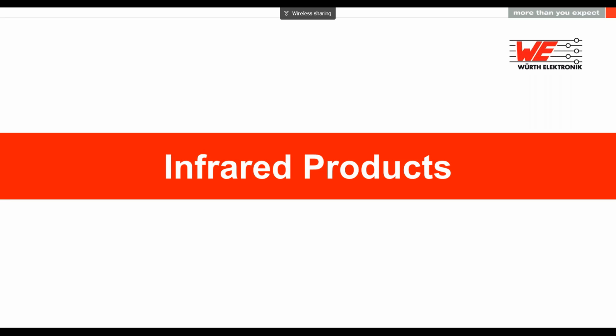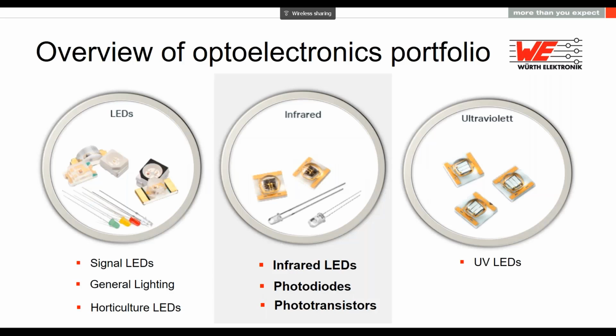Now, I hope that you have a nice overview of our products and why, as electronic products, we stand for quality. Now, I would like to take a short time to introduce you to our infrared portfolio. We have a general portfolio of infrared, ultraviolet, and all types of signal, general lighting, and horticulture LEDs. So if you wonder what type of LED you want to have, just drop in on our website and you have the best choice of products.